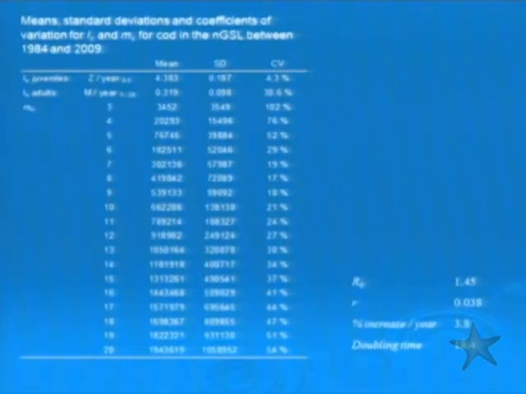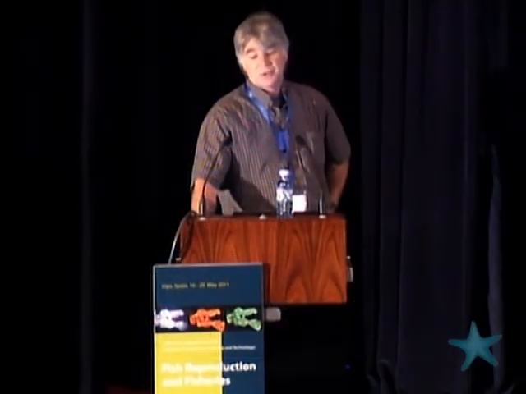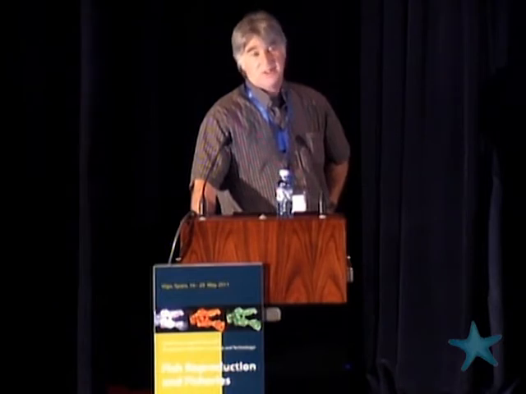Those mean values indicate that for the old time series, we would have a reproductive rate of 1.45, meaning that without any fishing, the population could have increased by a proportion of 3.8% per year, with a doubling time of 18 years.